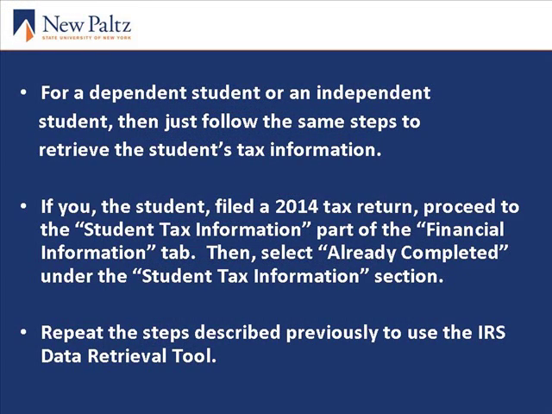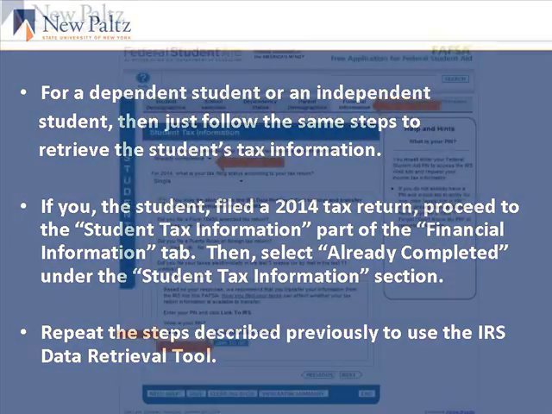For a dependent student or an independent student, just follow the same steps to retrieve the student's tax information. If you, the student, filed the 2014 tax return, proceed to the Student Tax Information part of the Financial Information tab. Repeat the steps described previously to use the IRS data retrieval tool.